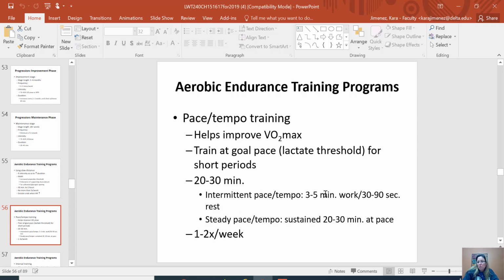So intermittent is doing 3 to 5 minutes of work followed by 30 to 90 seconds of rest or a slower pace. Whereas steady state is just the 20 to 30 minutes continuously at that race pace or that goal pace, whatever it is. So 1 to 2 days a week is a great way to incorporate that into an aerobic training program.